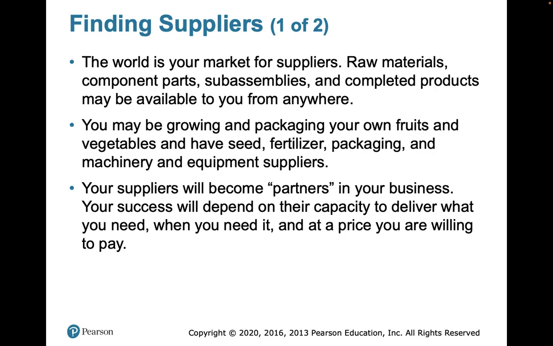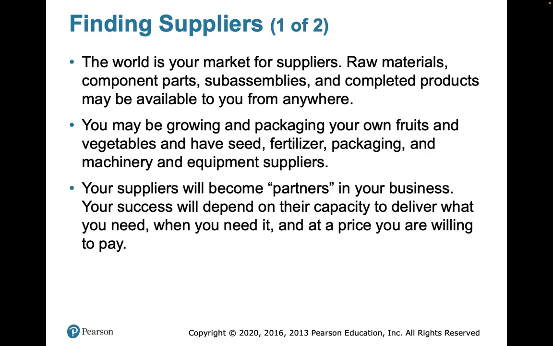Then you may also be growing and packaging your own fruits and vegetables, and have seeds, fertilizer, packaging, and machine equipment suppliers. It's like one supplier that supplies all of this. So the thing is that suppliers are considered as partners. They are partners to the business, because if they are not there, the materials needed for your production will not be made available, and you can't use them.